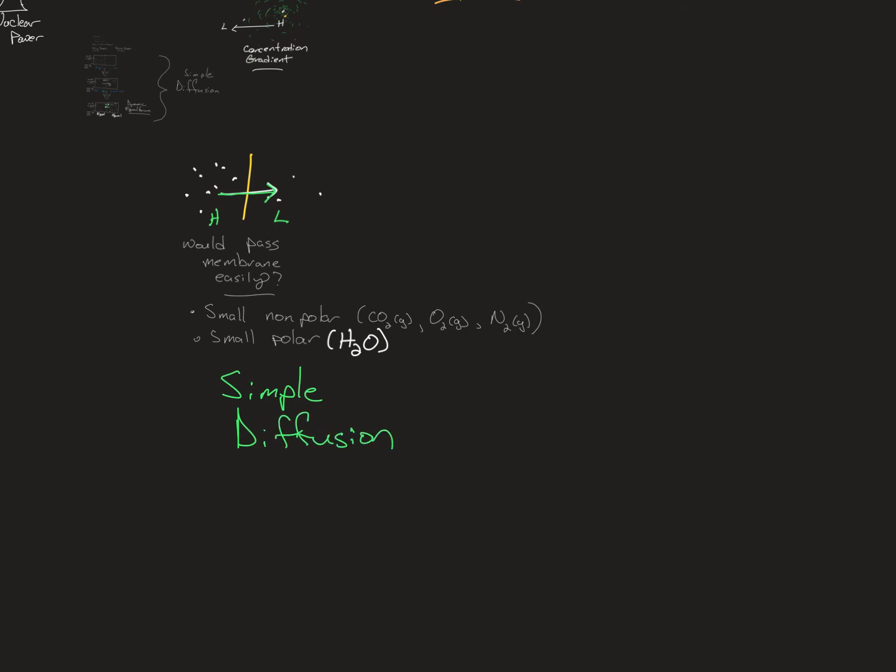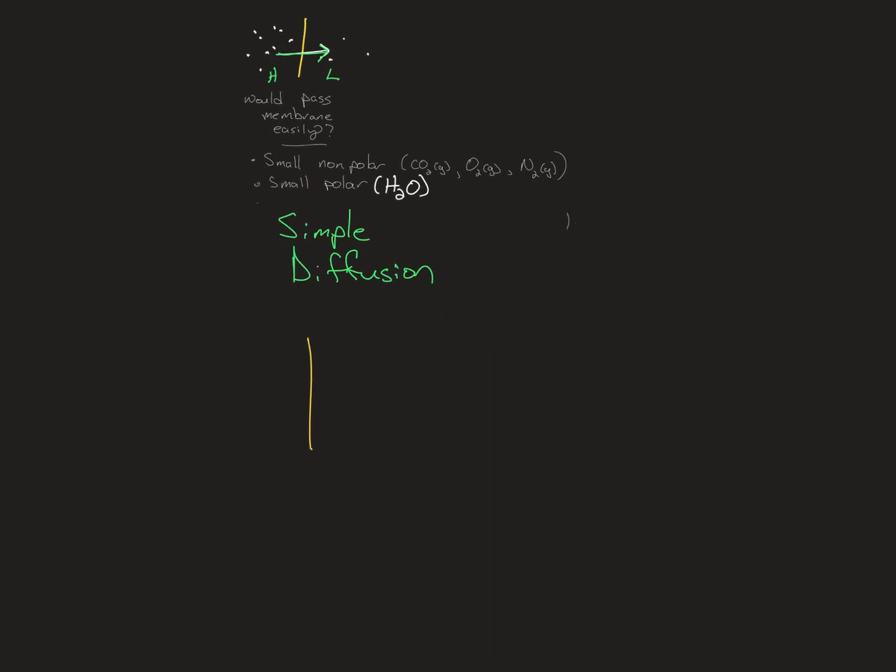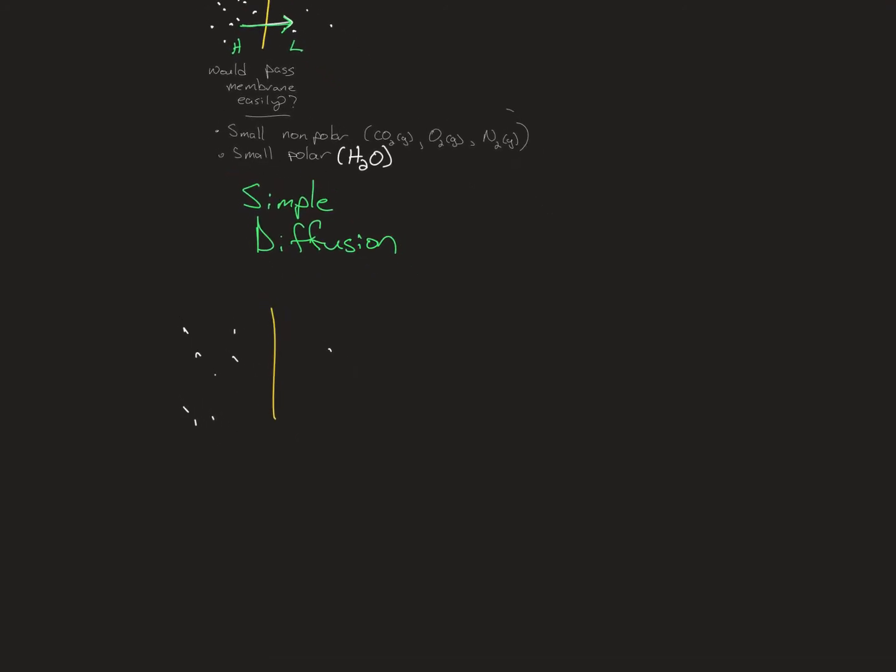All right. Now, what about things that won't pass? What if you have a membrane? You have things on this side. What kinds of things don't pass?